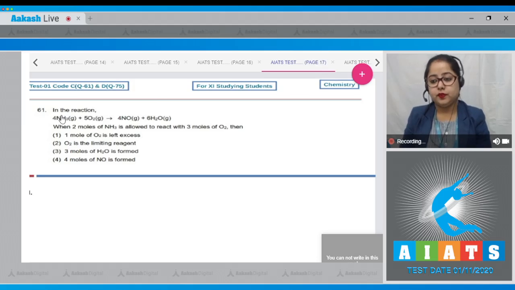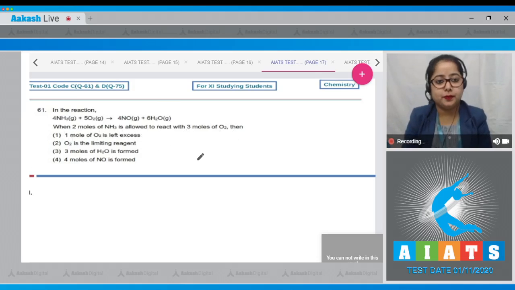Let's read the question. In the reaction, 4 moles of NH3 reacts with 5 moles of O2 to give 4 moles of NO and 6 moles of water. When 2 moles of NH3 is allowed to react with 3 moles of O2, then.